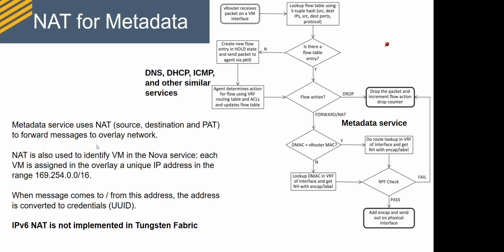However, with IPv6, we don't need this special type of addresses because this standard defines its own unique local addresses. Moreover, NAT6 is not implemented in Tungsten Fabric. Therefore, if we want to avoid modification of the kernel vRouter module, we have to find some different approach to forward packets between underlay and overlay first, and to obtain credentials for the Nova server.